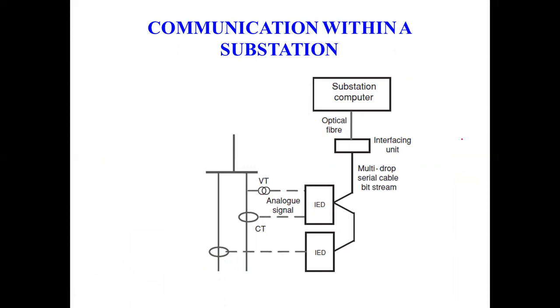So this type of communication link I have already drawn. This is the voltage transformer, VT, also called the potential transformer, because we want the signal in measurable units. This is the analog signal that is coming to the IED. Then another signal from the current transformer, and one more current transformer, is going to the substation computer.